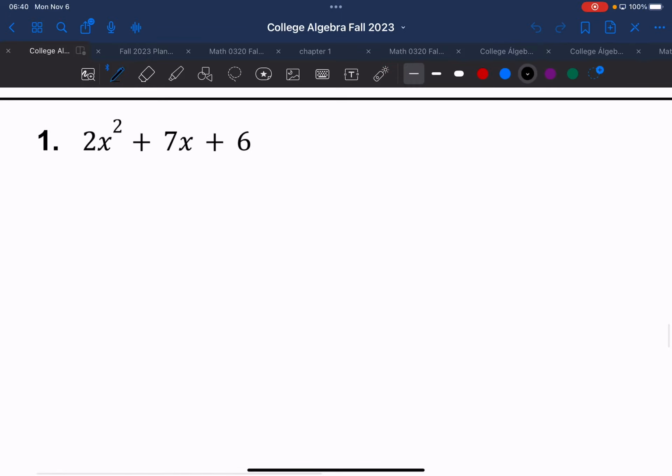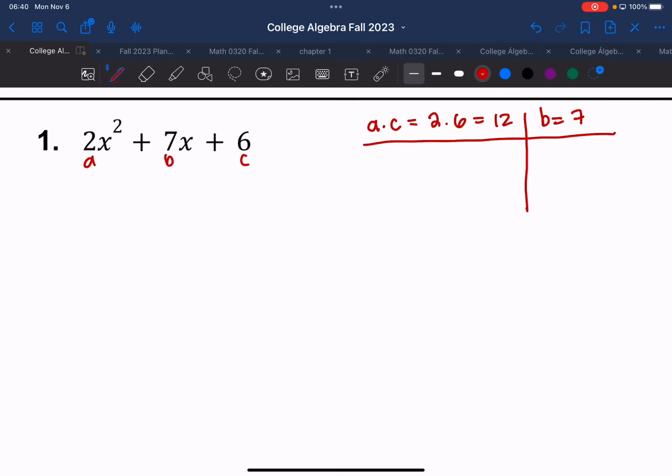So starting with example 1, our first step is to see if we can take out a GCF. Is there a GCF we can take out between 2, 7, and 6? No, so we skip that step. Then we have to multiply A times C. So again, I'm going to label everything. This is A, B, and C. And off to the side, A times C is equal to 2 times 6, which is 12. And our B value is 7.